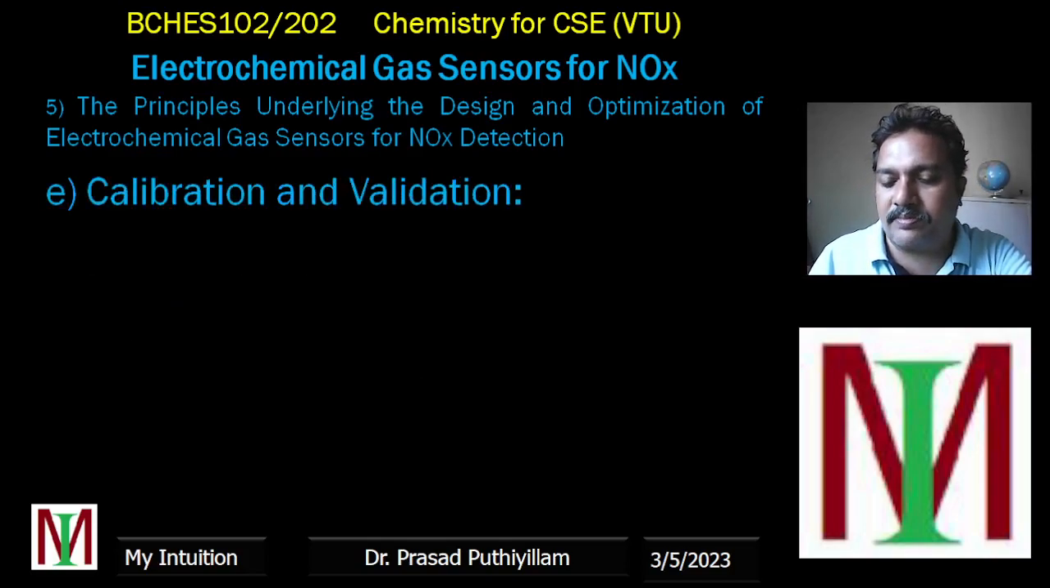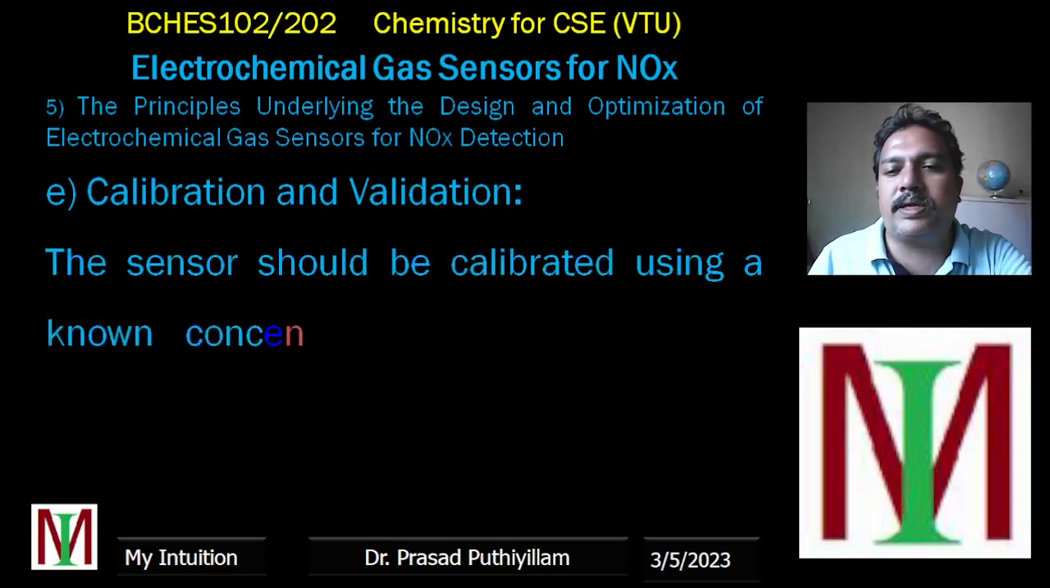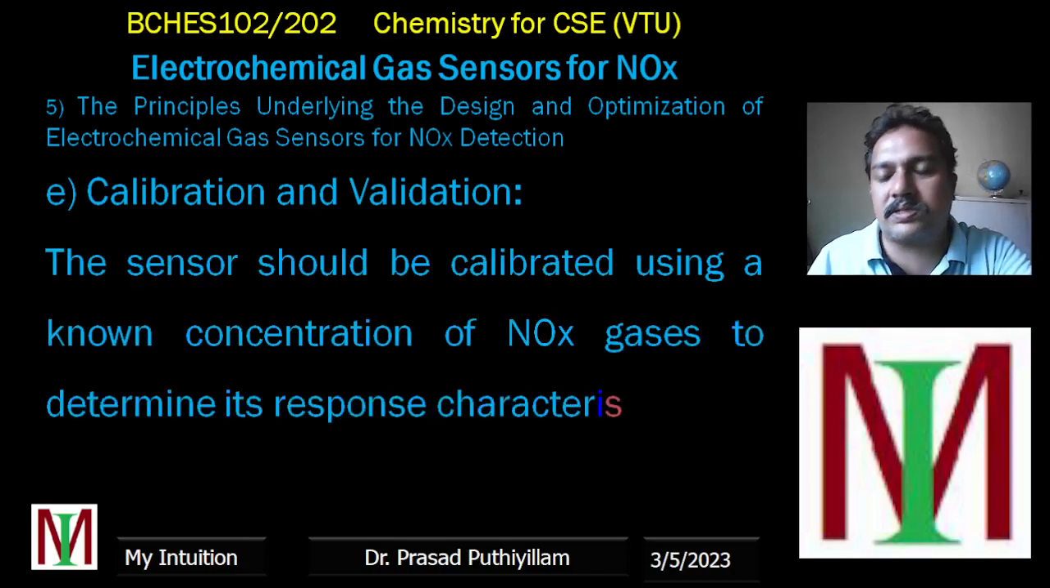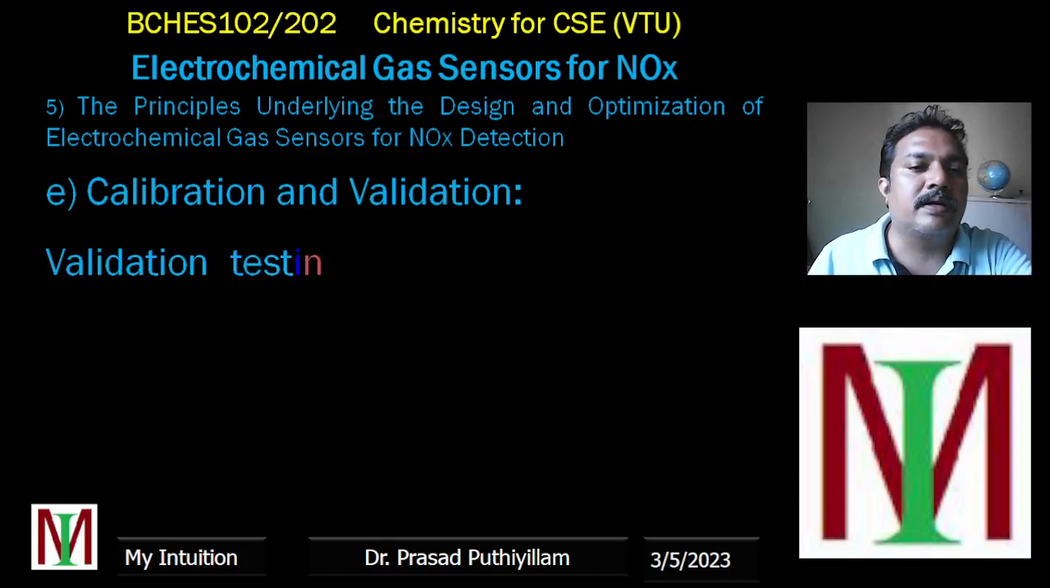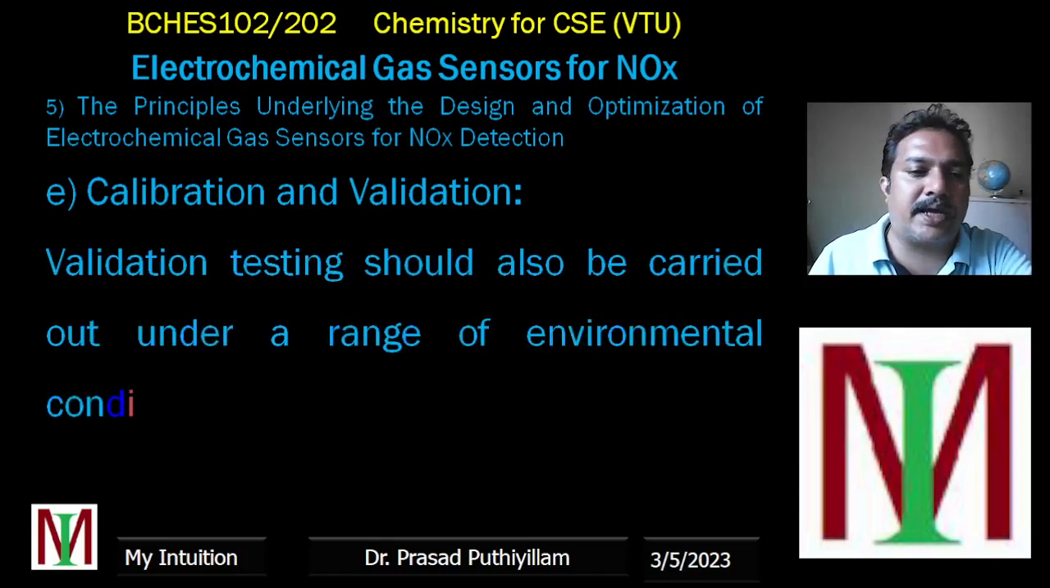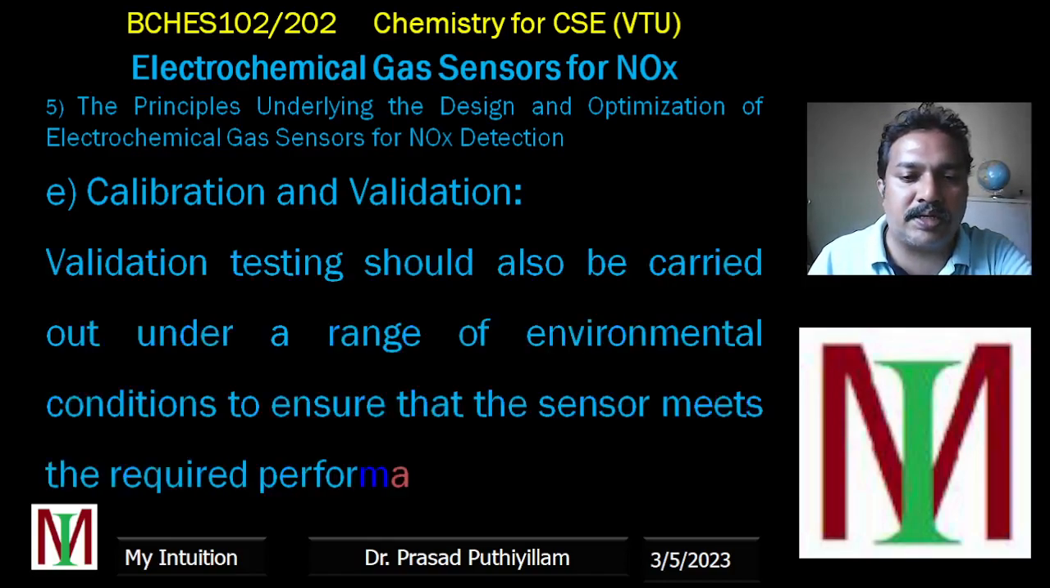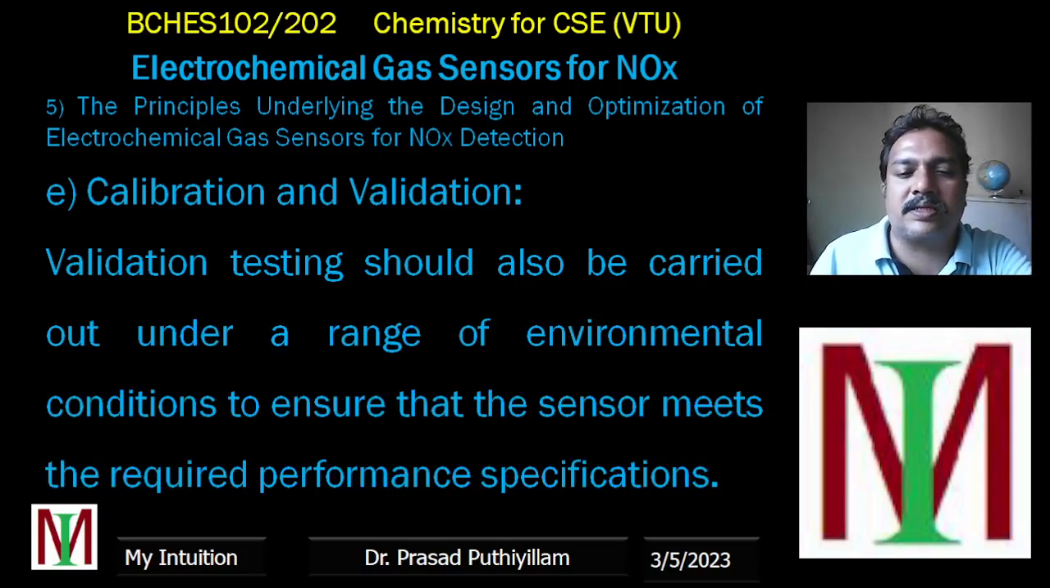Calibration and validation. The sensor should be calibrated using a known concentration of oxides of nitrogen gases to determine its response characteristics. Validation testing should also be carried out under a range of environmental conditions to ensure that the sensor meets the required performance specifications.